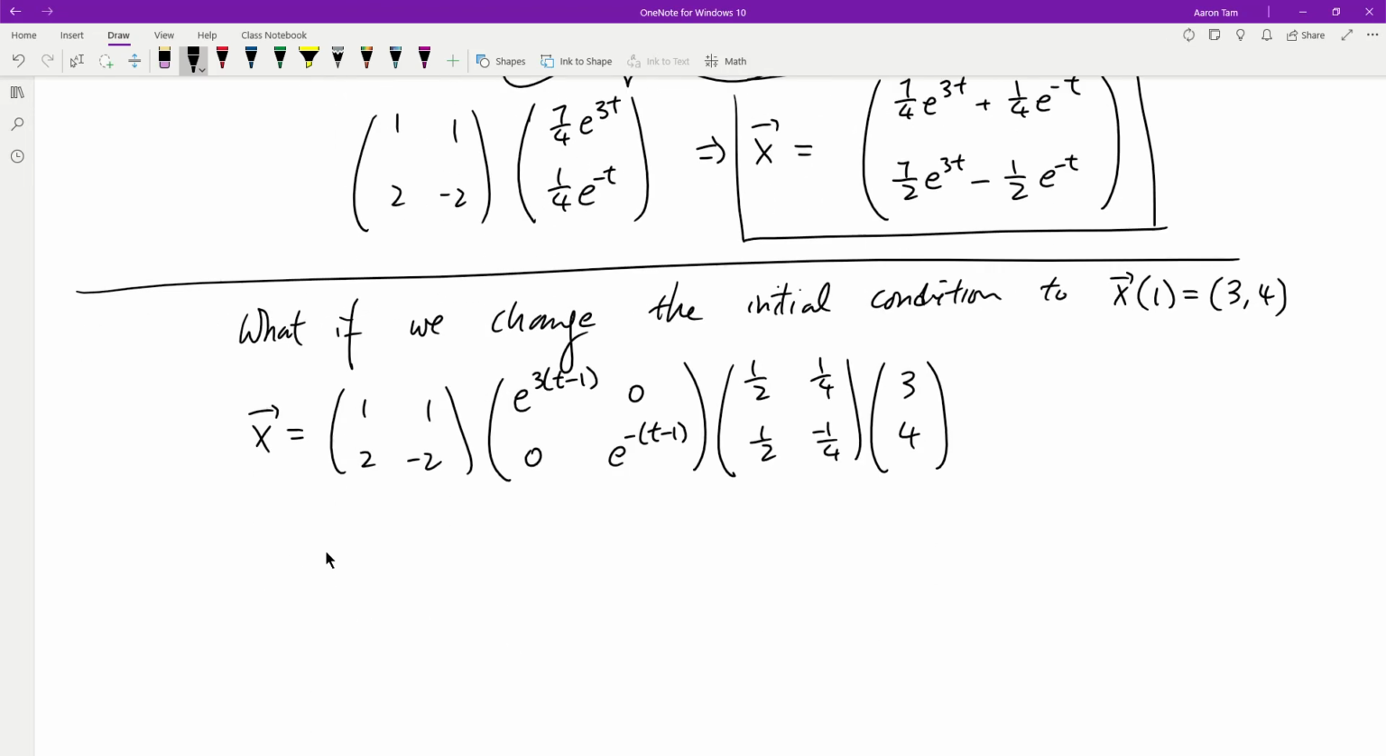Now, you should not have any issue multiplying all of these together. So I'm not going to do it. I'm going to ask you to do that yourself, and I'm going to just simply write out the solution for you.